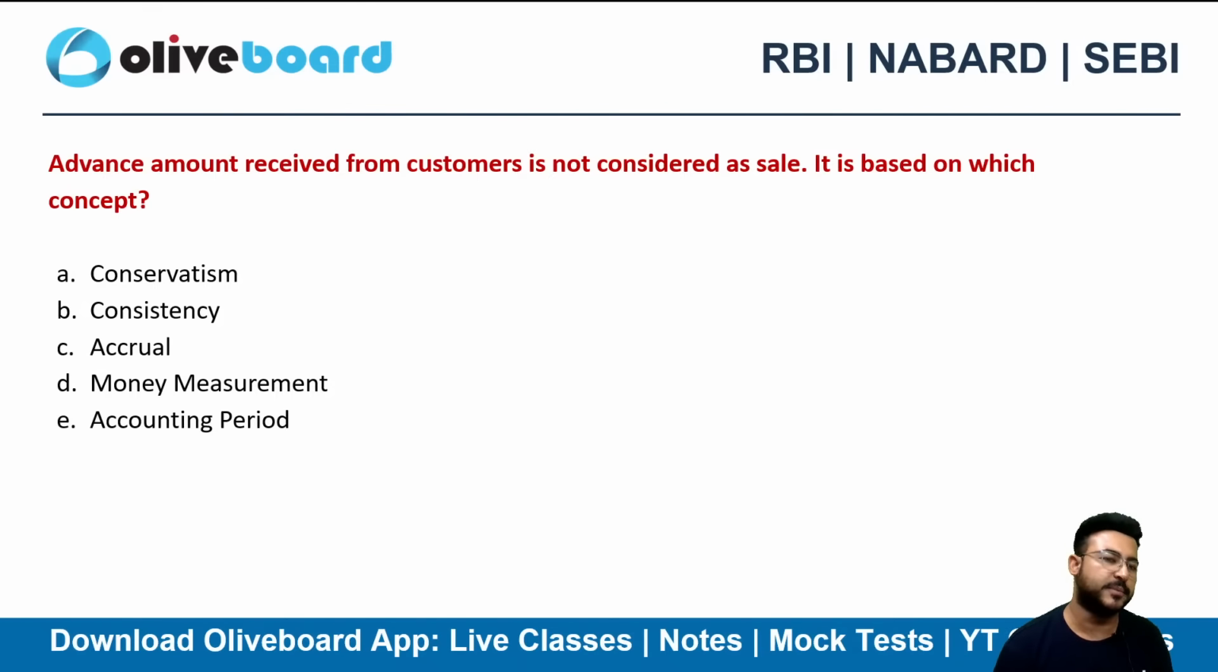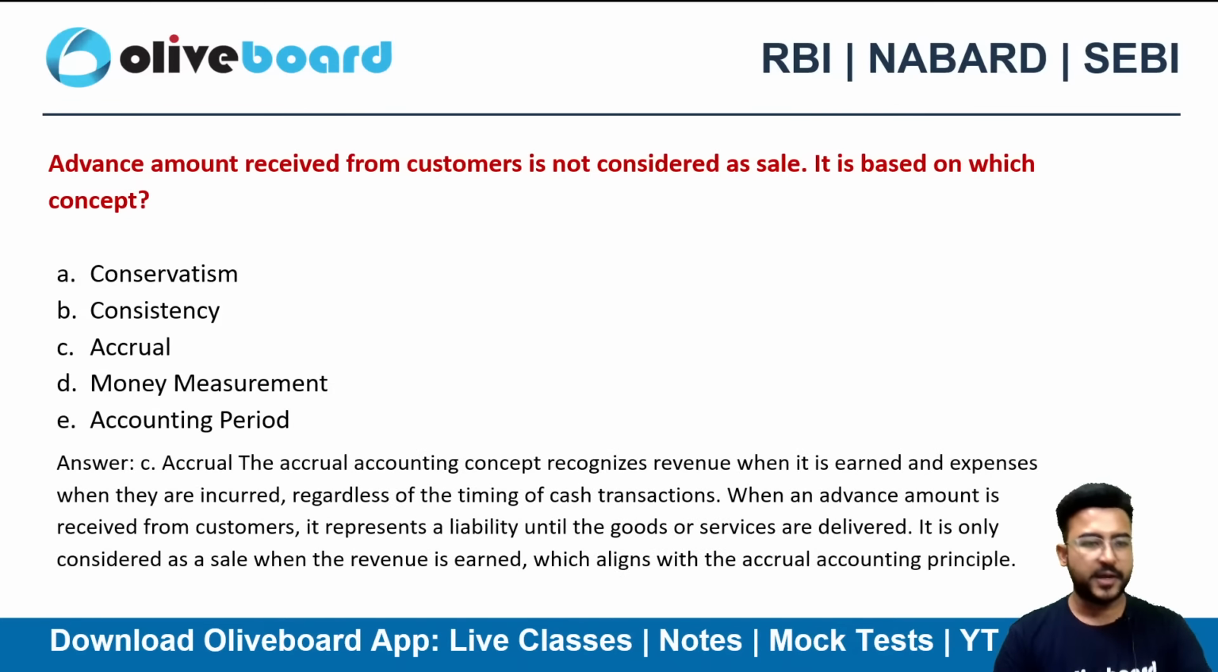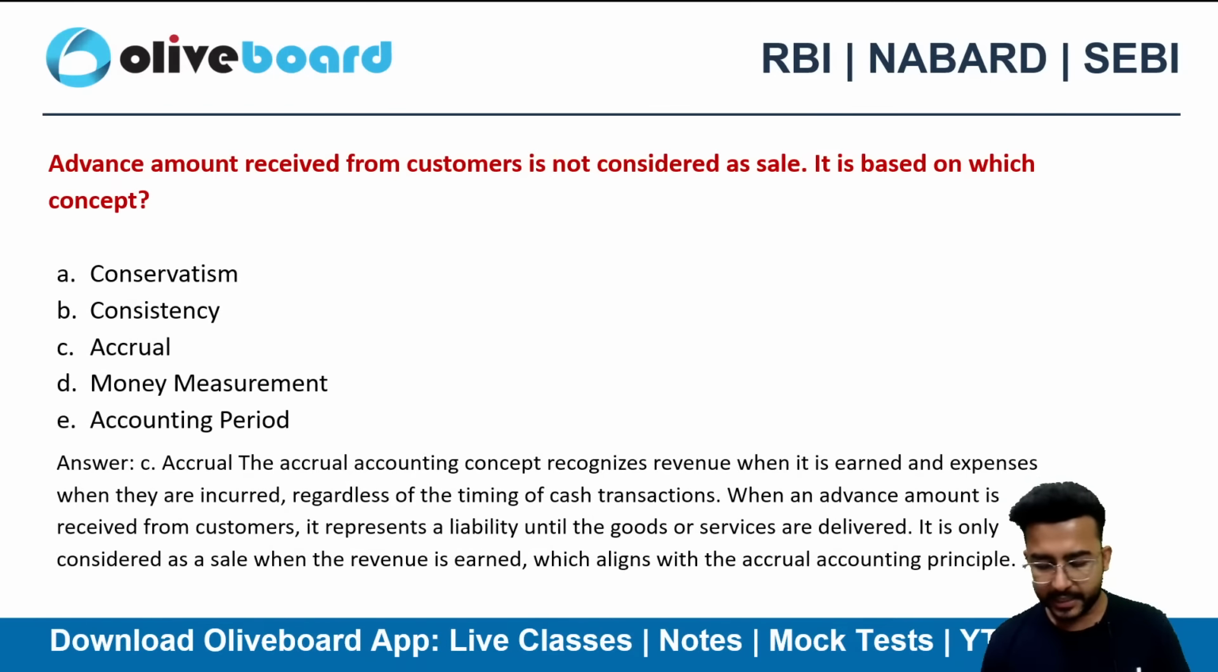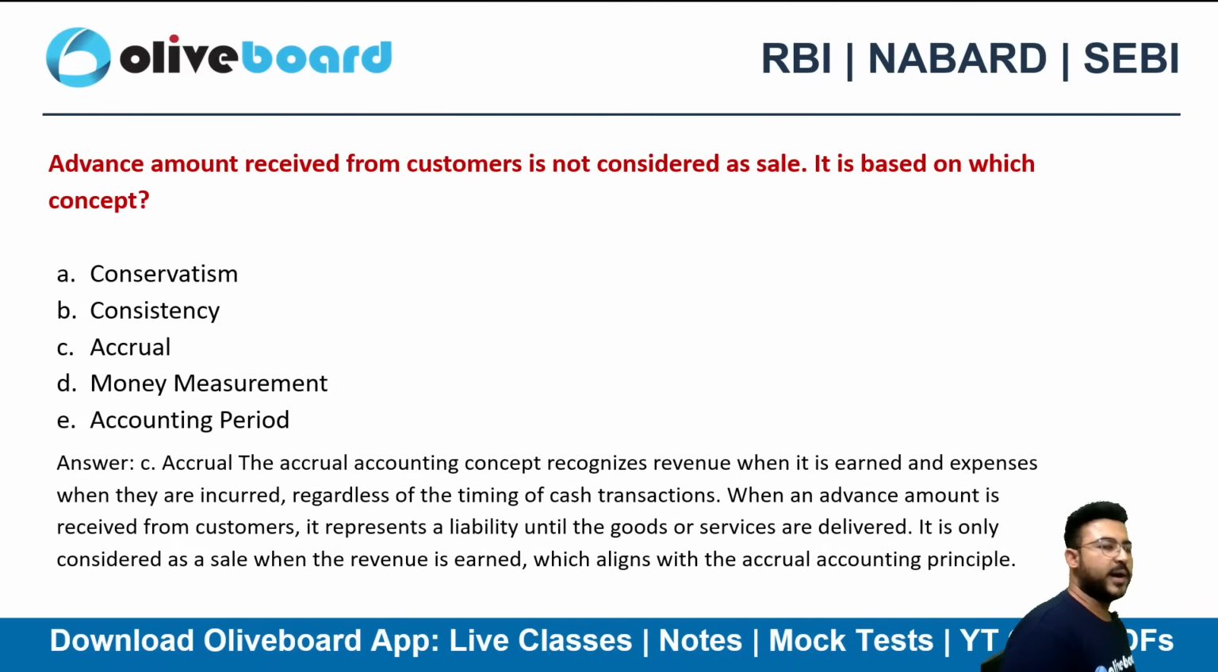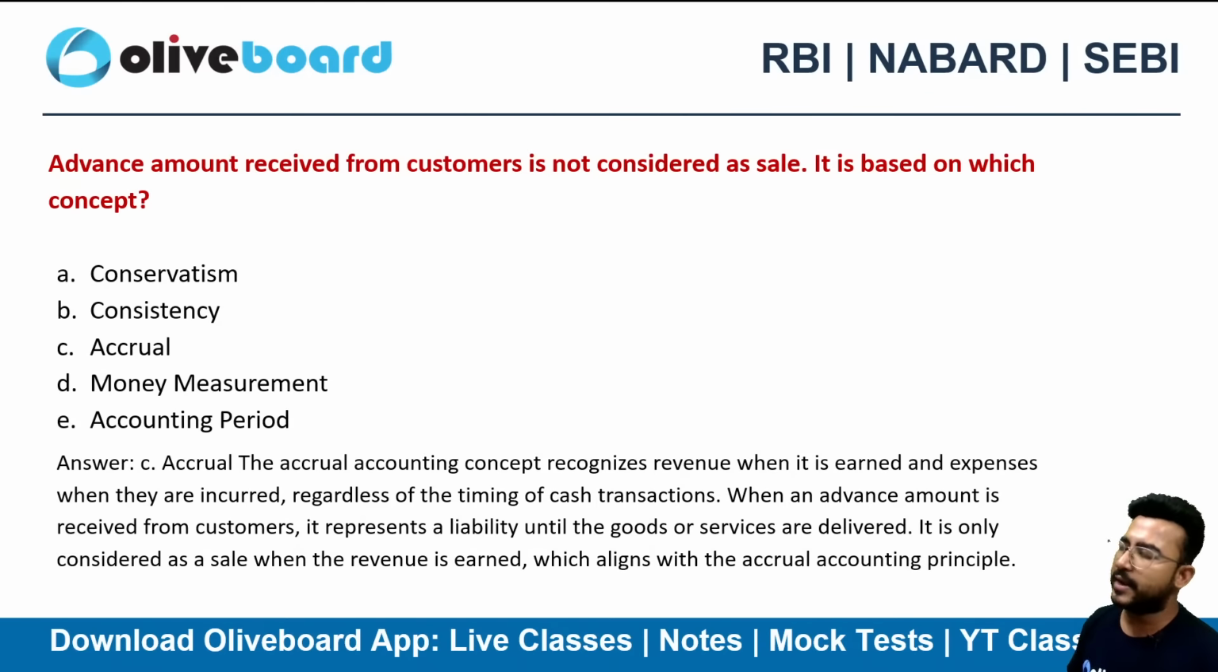Next one, advance received from a customer is not considered as a sale. It is based on which concept or convention? Because of the accrual concept. That's why I treat advance as my advance, not as my sales. I don't consider advance as my sales. Why? Because of accrual concept, transactions are recorded in the period in which they take place, irrespective of the money settlement.